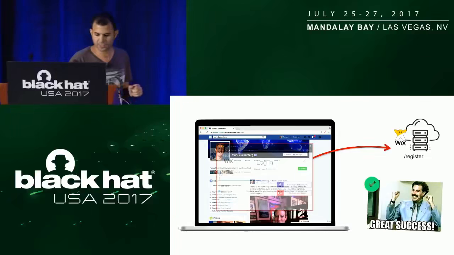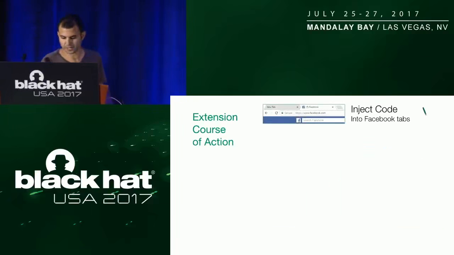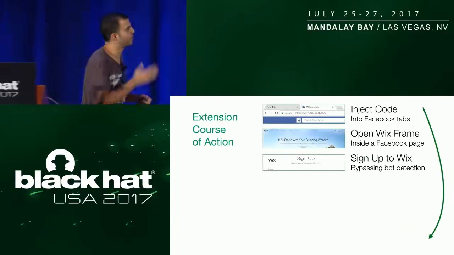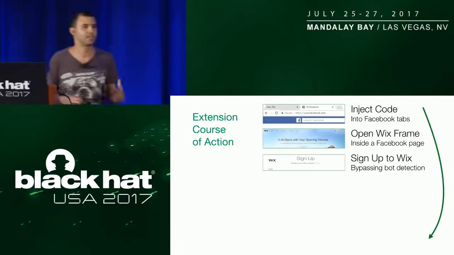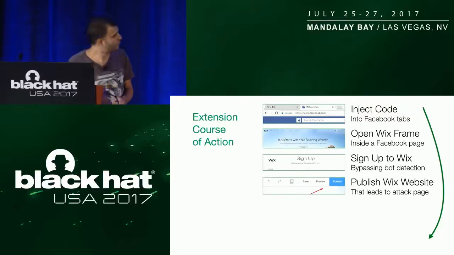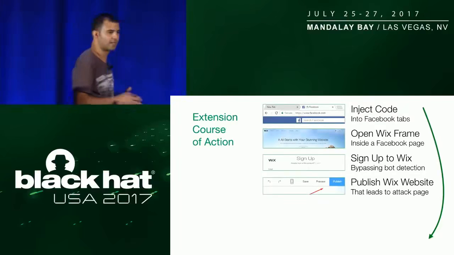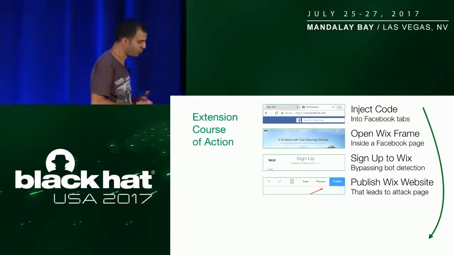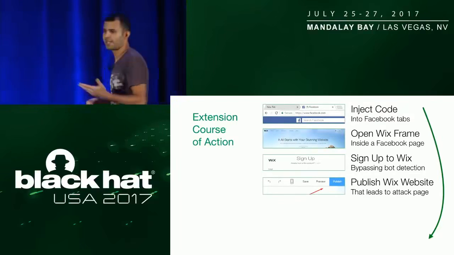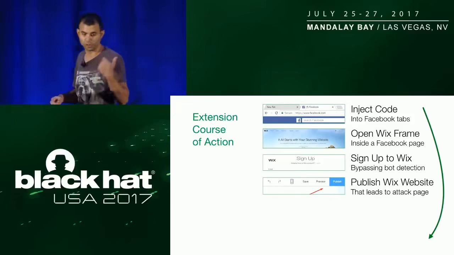Okay, let's go back to the extension's course of action and go on with that. So we saw that it first injects code into Facebook, then opens a Wix iframe, then sends the sign-up request from within the frame. The next thing it does is, after signing up a new Wix user, it publishes a new website. Now, all the websites lead to one page that we saw before.